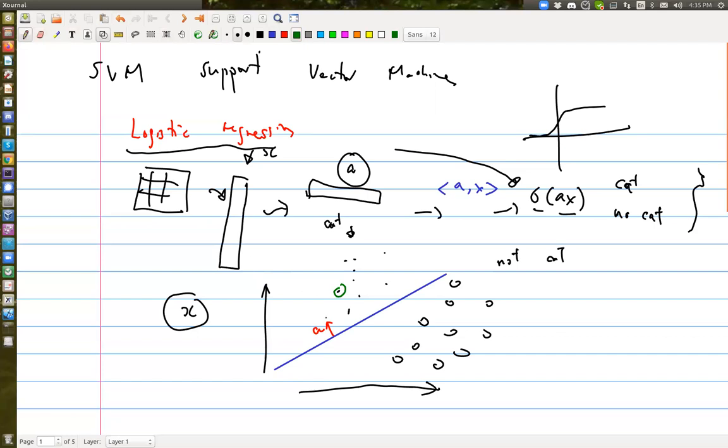What's Ax, or the inner product of A and x? Let's assume A is normalized, so the norm of the vector here is equal to 1, or the inner product of A with itself is equal to 1, or you can think of the sum of A_i squared being equal to 1. Then Ax will be just the projection.